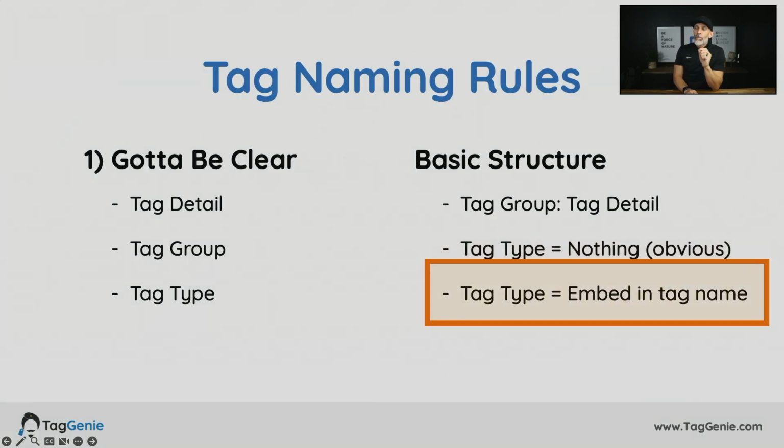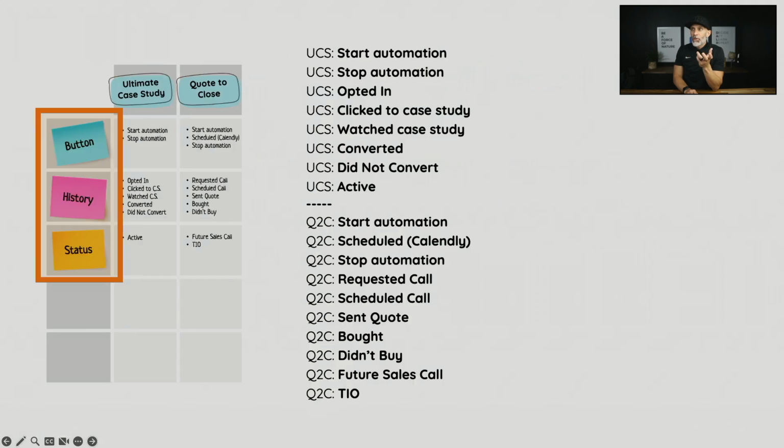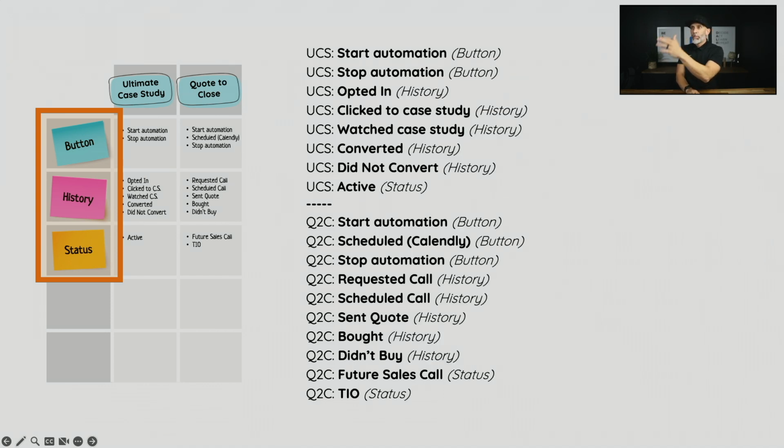Second scenario is tag type where you embed it in the tag name, and here's what it would look like. So take button, and for UCS start automation, we would put button at the end, in parentheses or in brackets or something, so that in the tag name I can clearly see that it's a button tag. Now, a couple of things to know. Actually, let me go through and I'll show you all these, right? So stop would be button, these would be history, this would be status, and then I got button, history, and status. So the italicized part of this is not going to show up in HighLevel.